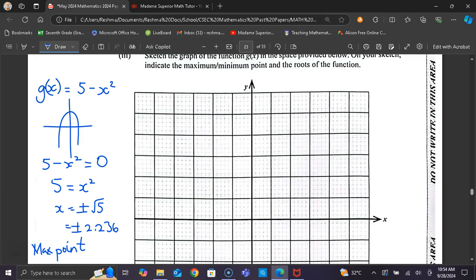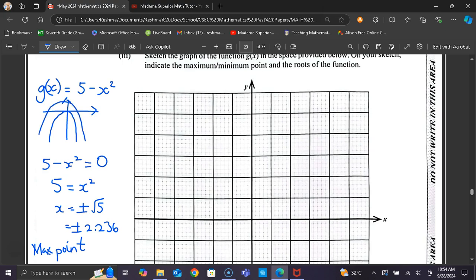All right, I actually drew it incorrect. This is what the graph of minus x squared is supposed to look like. So the graph of 5 minus x squared will just move up 5 units, so it will look actually like this. So the maximum point actually will be here at 0, 5. Right, and then we have our roots.